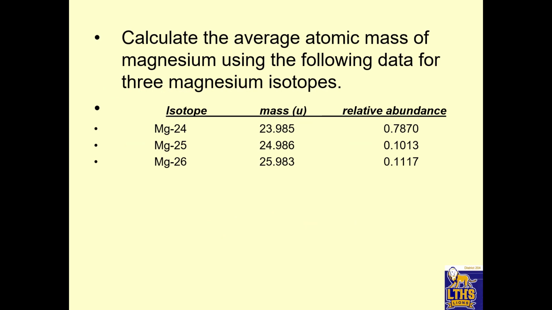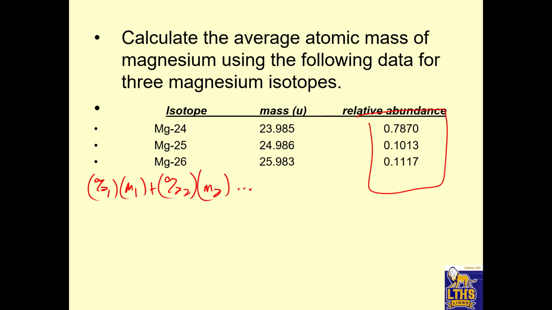Calculate the average atomic mass of magnesium using the following data for 3 magnesium isotopes. Notice they give you relative abundance in the decimal form. Makes it a bit easier. So remember, I do percent 1 times mass 1 plus percent 2 times mass 2, okay, equals the average.